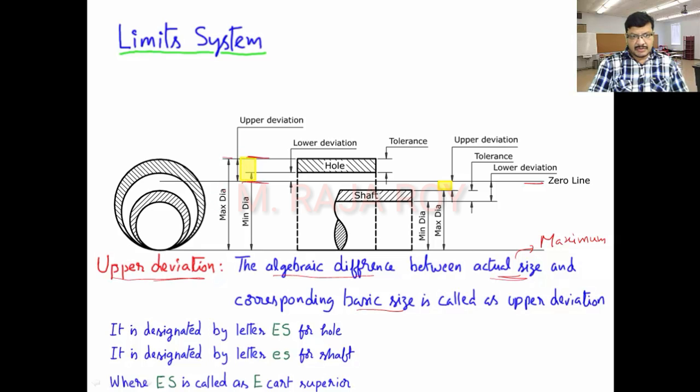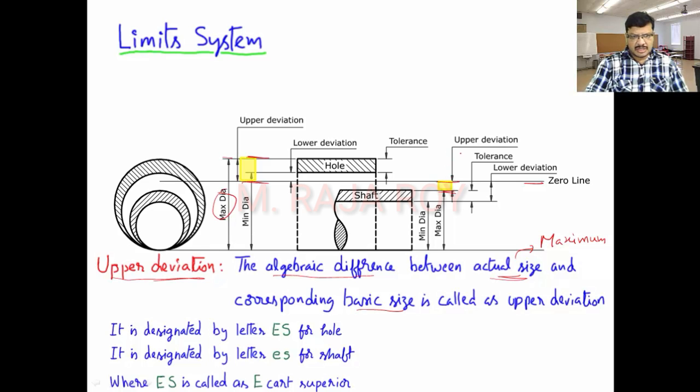Okay, upper deviation is always with respect to the maximum value, that you can remember. Now coming to the shaft, this is the zero line. Upper deviation is somewhere here with respect to maximum dia you have to measure. So maximum dia is here to here. So this particular small gap you can call as upper deviation.